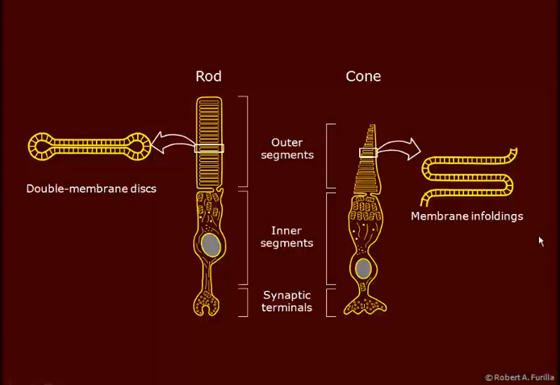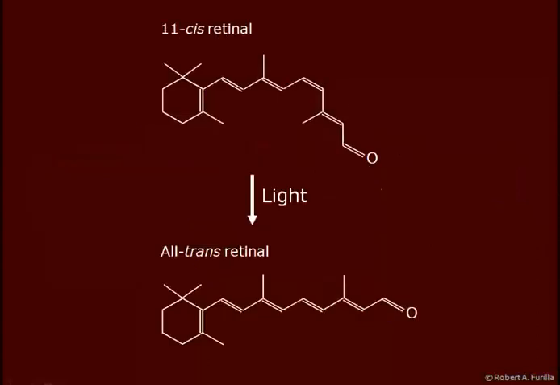fan-fold paper. The light-sensitive pigment is called retinal, and retinal is an aldehyde of vitamin A. When exposed to light, this form, 11-cis retinal, is converted to the all-trans form of retinal. The bond right here is boosted to a higher energy state, and it allows the rotation of this region and then the reformation of the bond. This isomer is no longer sensitive to light in the all-trans version.